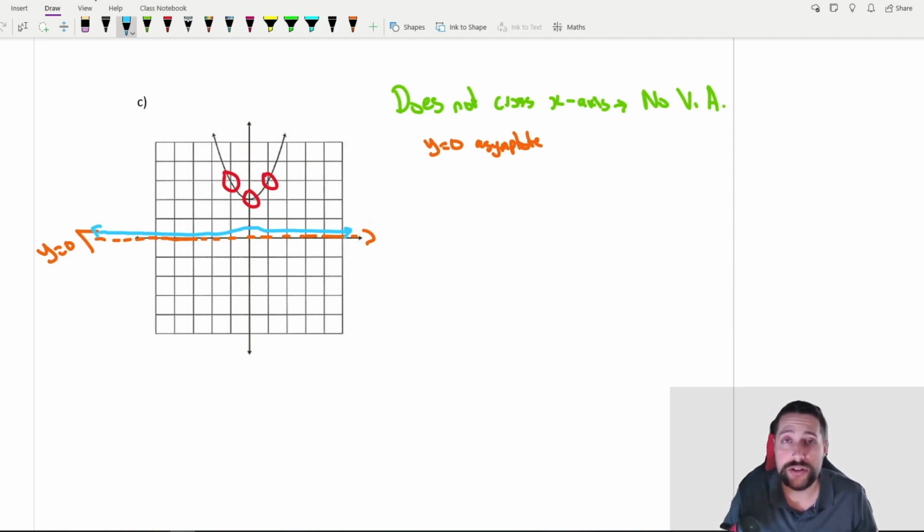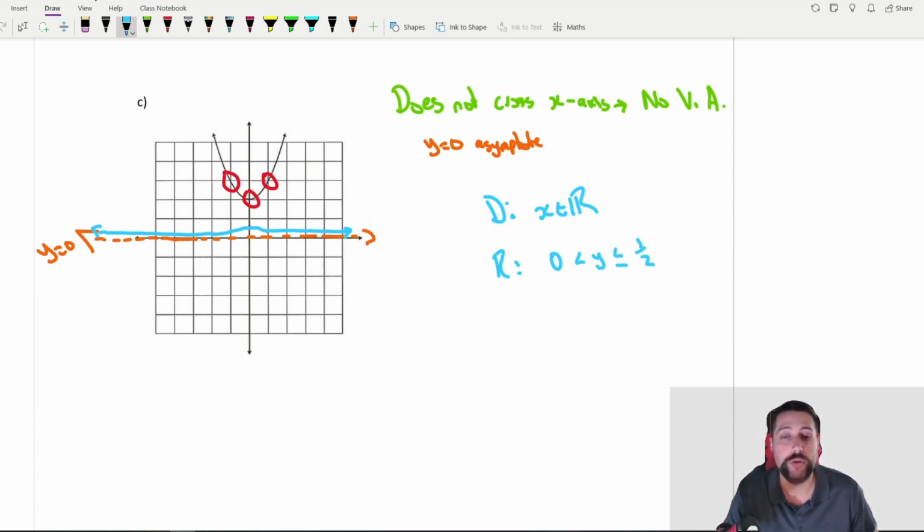If you're being asked to find the domain and range, well, your domain will be everything. X is an element of the reals. There are no restrictions on X in this particular case. Whereas your range is going to be 0 is less than y, which is less than or equal to a half. So your y's are in between those values. It won't reach 0, it'll get infinitely close to 0, but it'll never reach 0, but it will reach a half. Okay, so that's the domain and range for this particular example, and that is how you would graph the reciprocal function for this example.